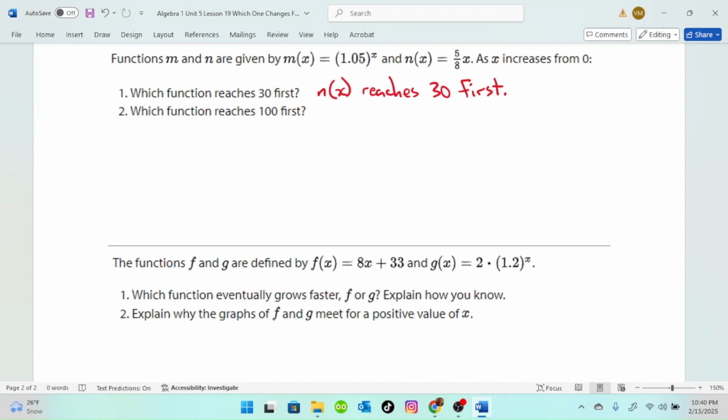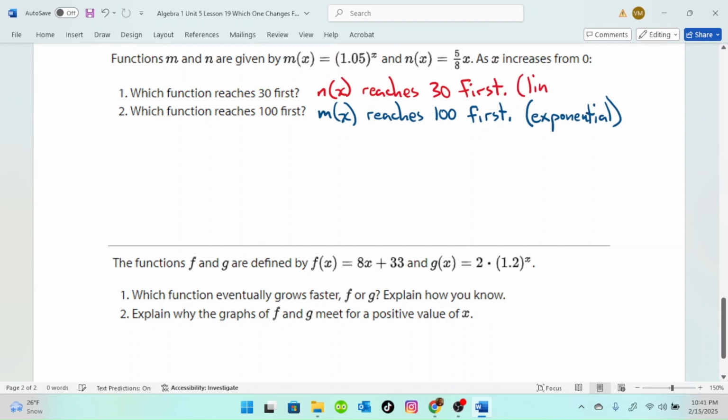So for number 2, m of x reaches 100 first. And I'm just going to put in parentheses here that this one was exponential, and on the other one, I'll put in parentheses that it was the linear function. So even though the linear function reached 30 first, eventually the exponential function grew quicker and overtook it.